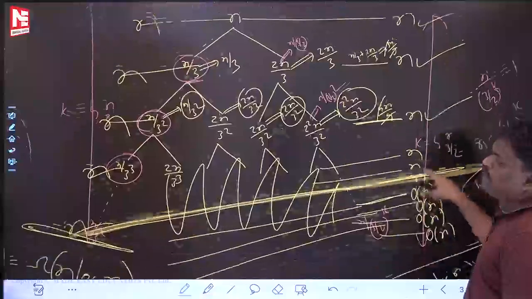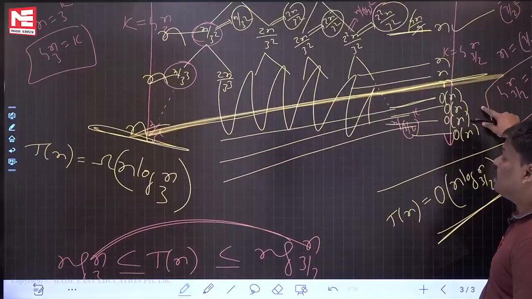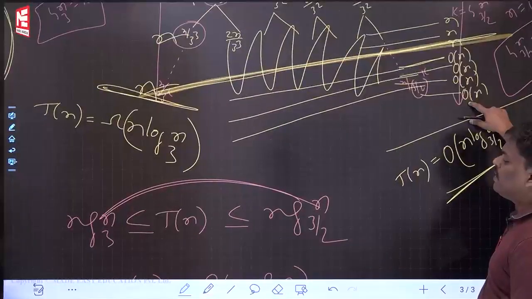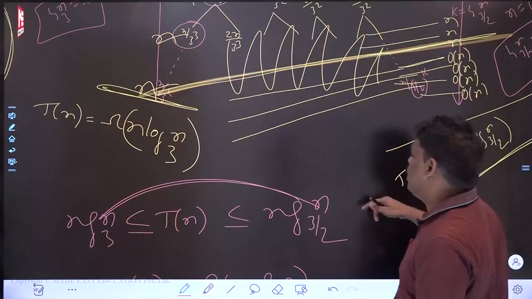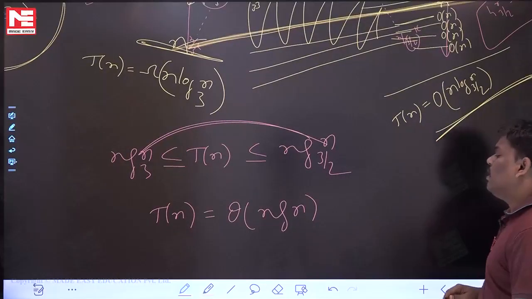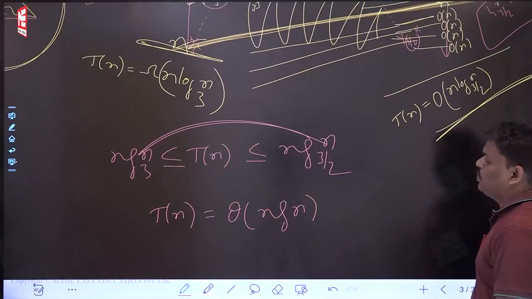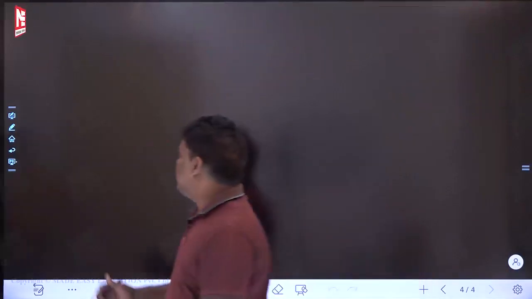I am thinking that you are almost okay. Some people are asking, left and right are not equal, so how can you say theta? Left and right differ by only a constant. That is the reason I am saying theta. Otherwise, I may not say that. Final answer: Tn is theta of n log n. Base 3 also you can keep, base 3 by 2 also you can keep. Both are correct. See the next problem.